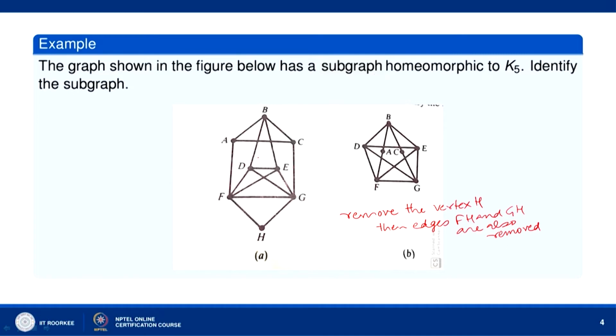Okay, and then remove this edge CA. Okay, remove edge CA, also remove AC. Okay, this AC. Okay, then transpose A and D. Okay, transpose A and D and C and E.